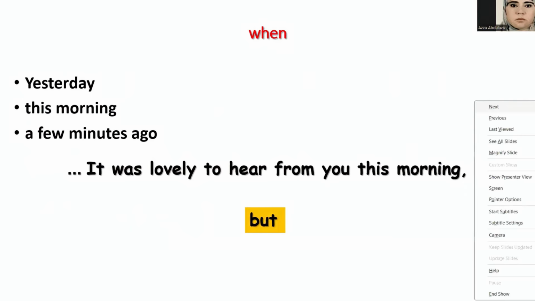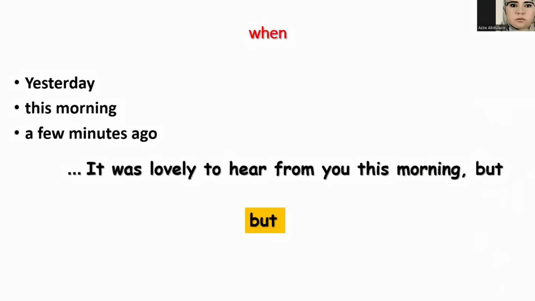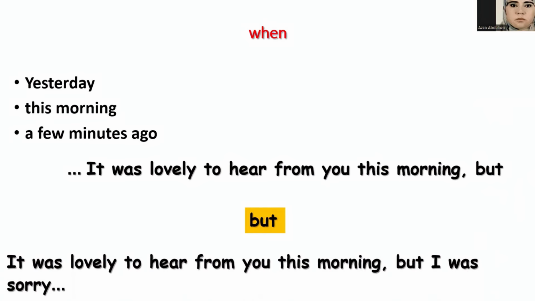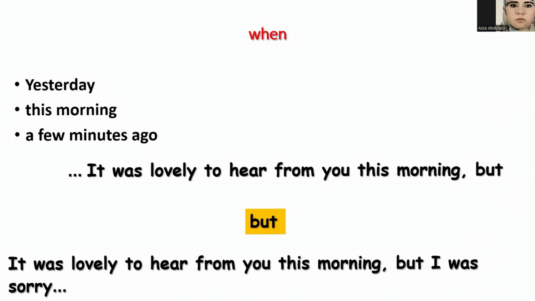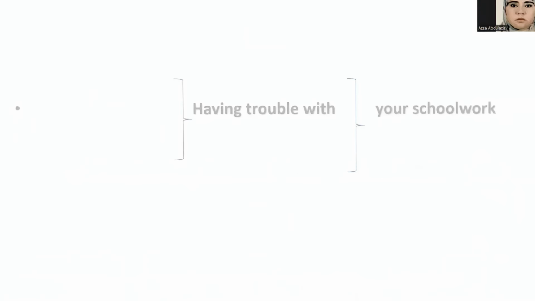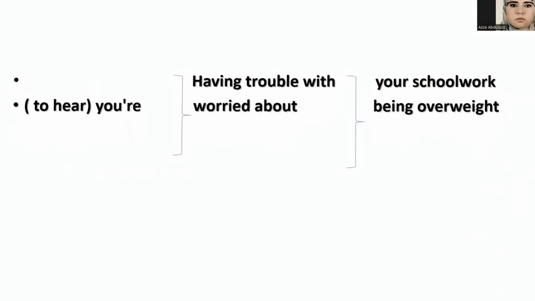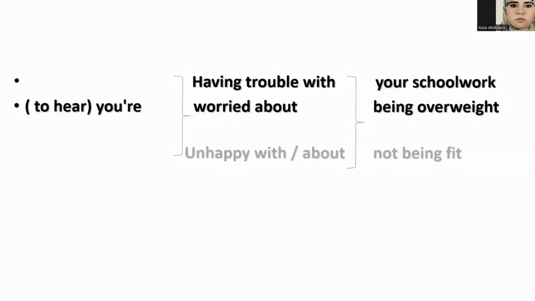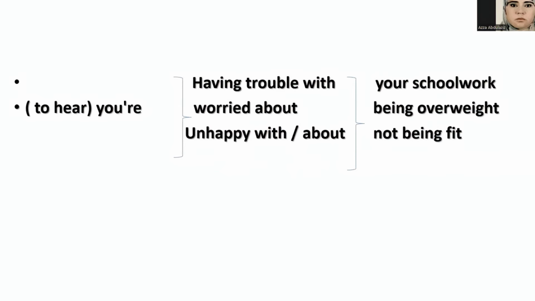It was lovely to hear from you this morning, but the word but here tells the reader a contrast is coming. In other words, something which is not lovely or great. So it's something like, it was lovely to hear from you this morning, but I was sorry. You need to express your feelings towards your friend using the words I was sorry. I was sorry to hear you are worried about your schoolwork or being overweight or unhappy about not being fit or bullies. So this is how you will build the sentence up.